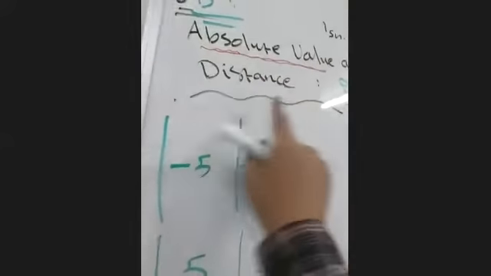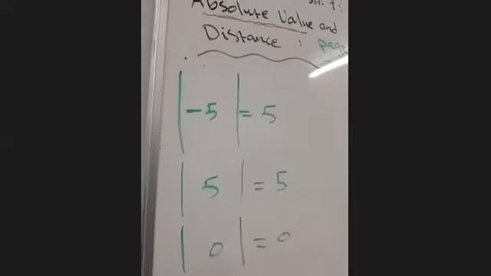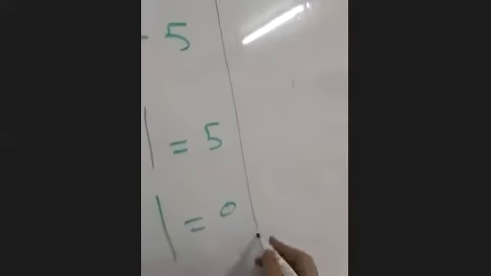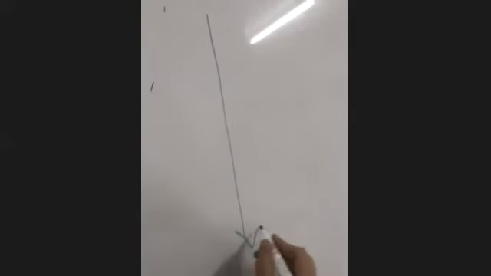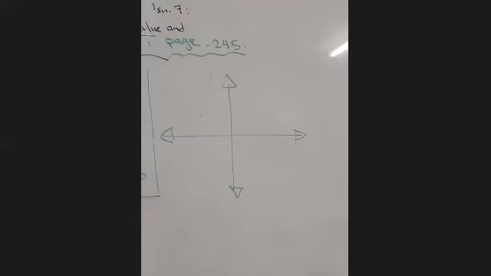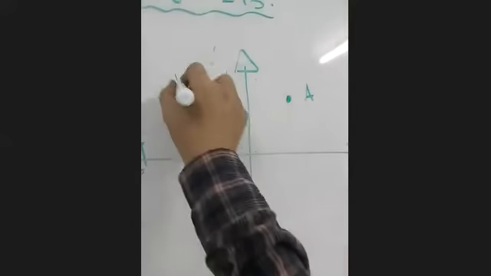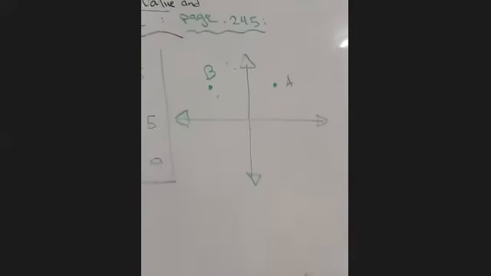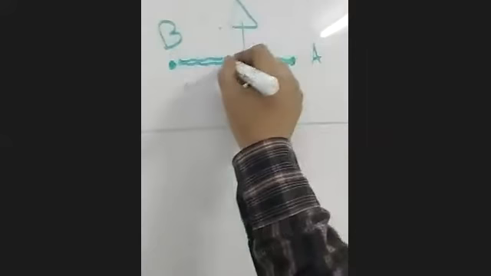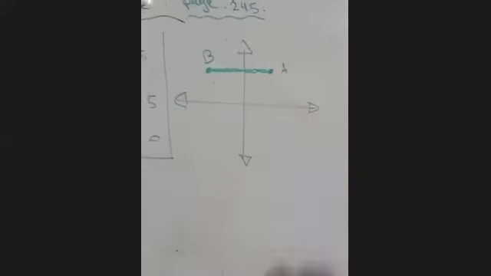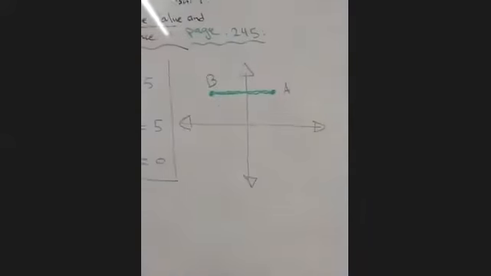Now the second part is the distance. The distance means how far between two points. For example, guys, we took the coordinate plane before, and we can put points here. Let's say this point is A and this point is B, for example. Our idea for today, guys, is how to find the distance between these two points. We have horizontal distance and vertical distance. We'll find them in this lesson, inshallah, today.